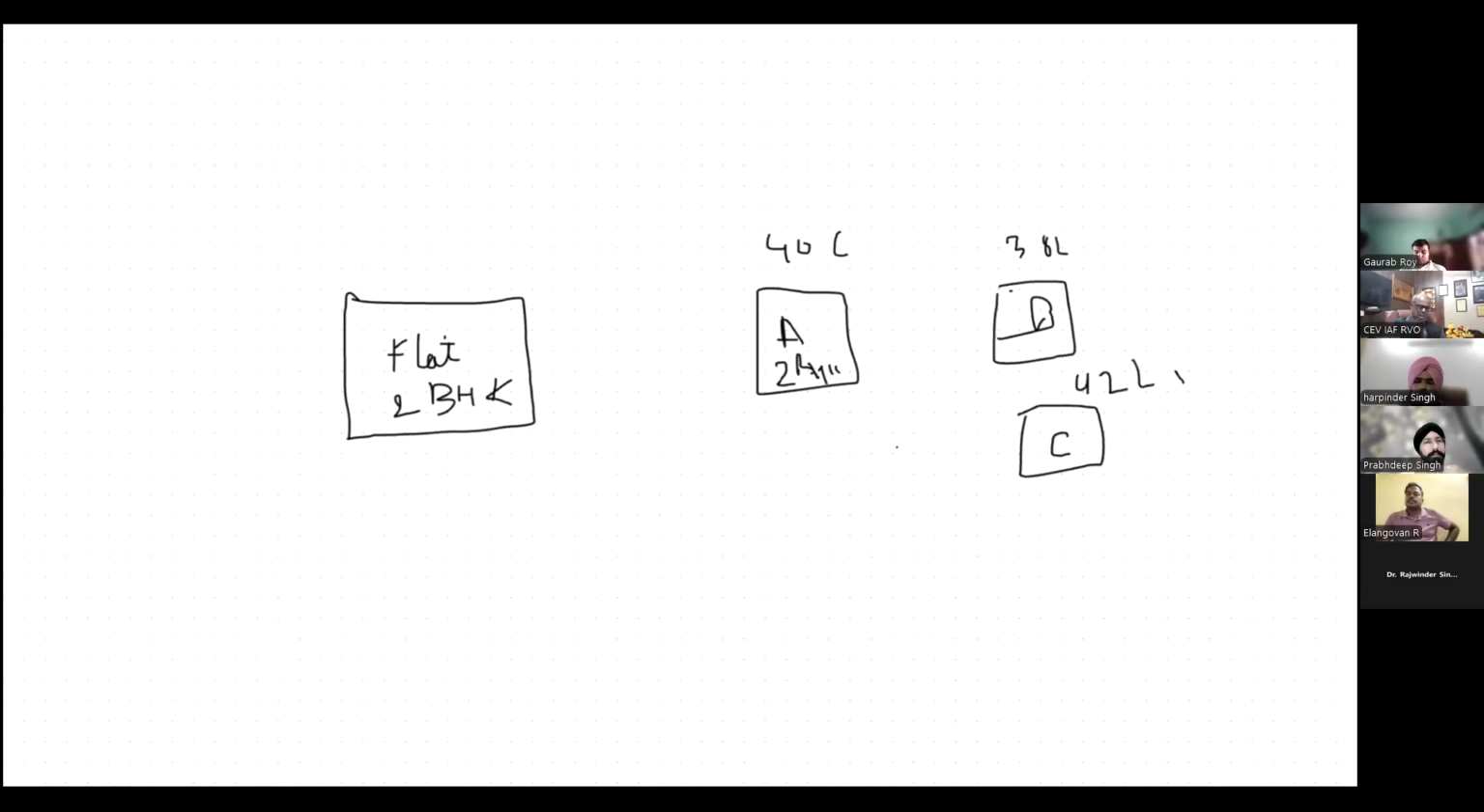Now let us suppose the age of your flat is 1 year. This flat is, let us suppose, 10 years old. This flat is 8 years old. This flat is, let us suppose, 5 years old.